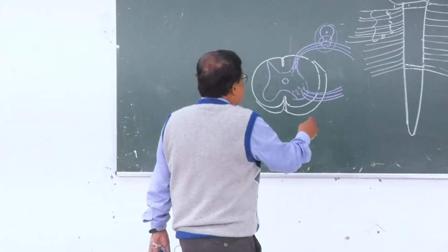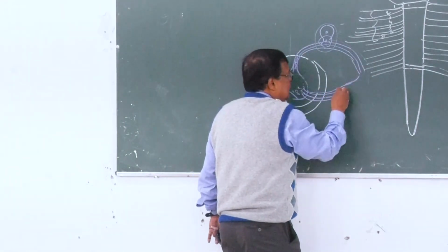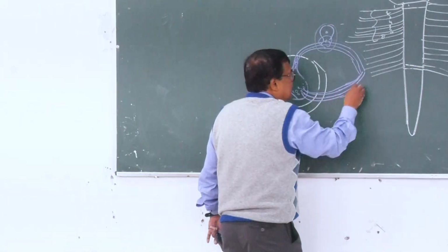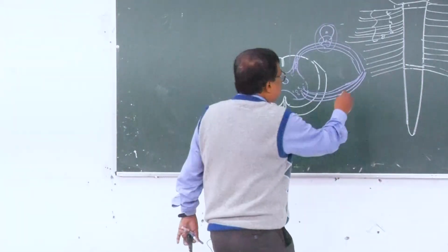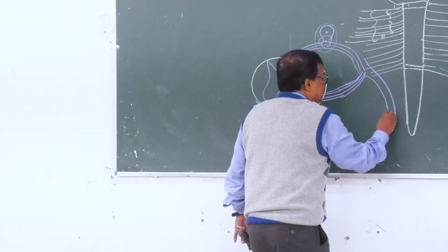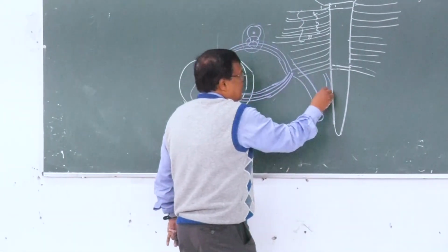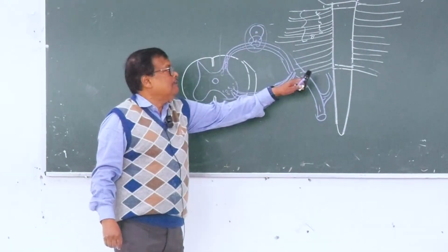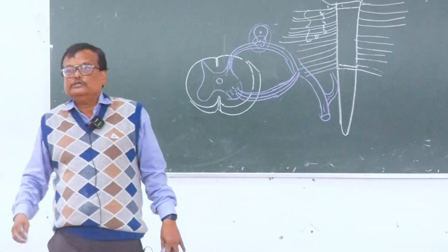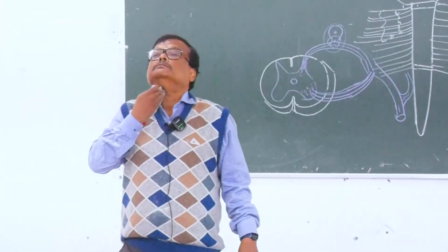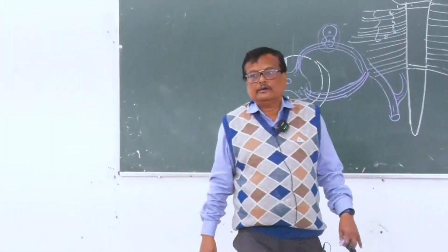And these two rootlets carrying the motor and the sensory join at the level of the intervertebral foramen of the vertebra, and ultimately come out from the vertebra as a spinal nerve, which ultimately divides into anterior rami and posterior rami. So a spinal nerve is a composition of both motor and sensory. It is present from the C1 segment, all the way to the last segment of this pattern.